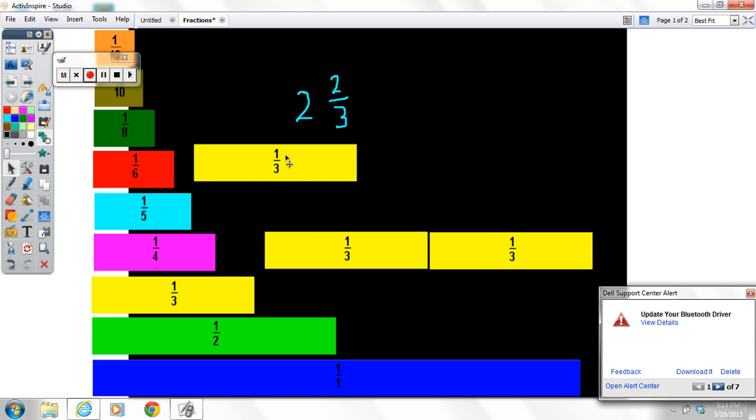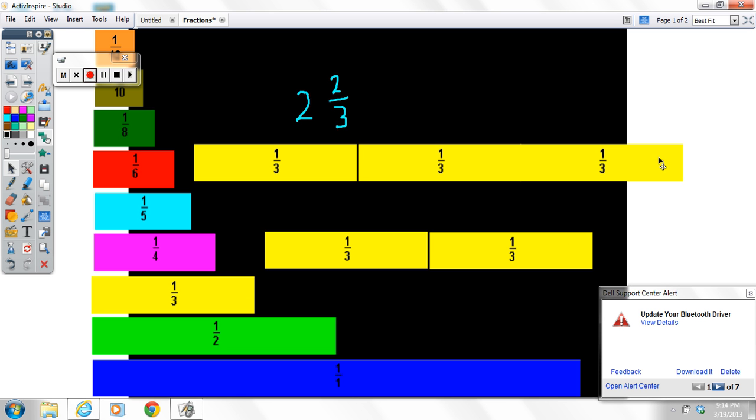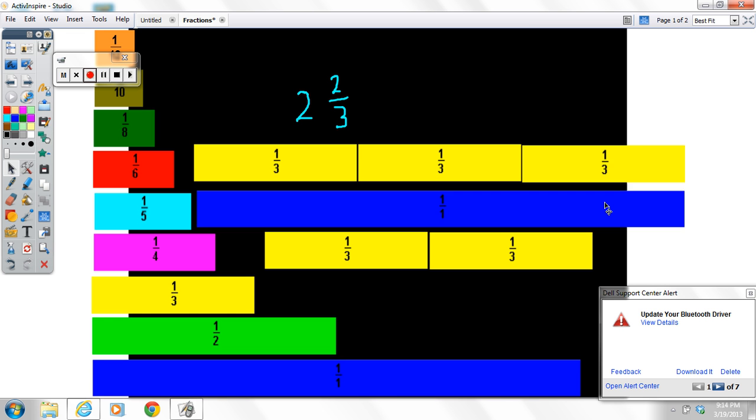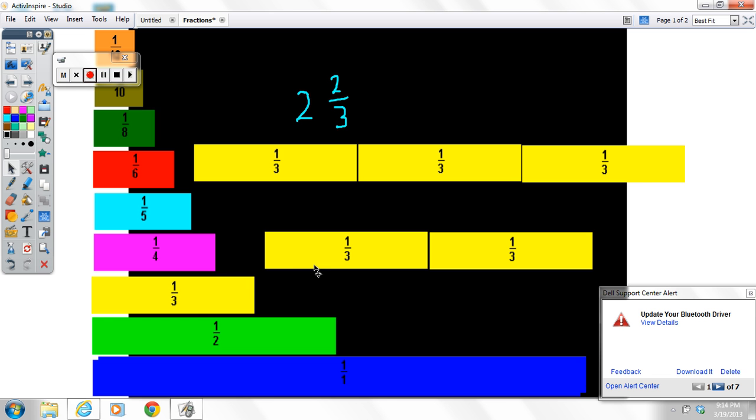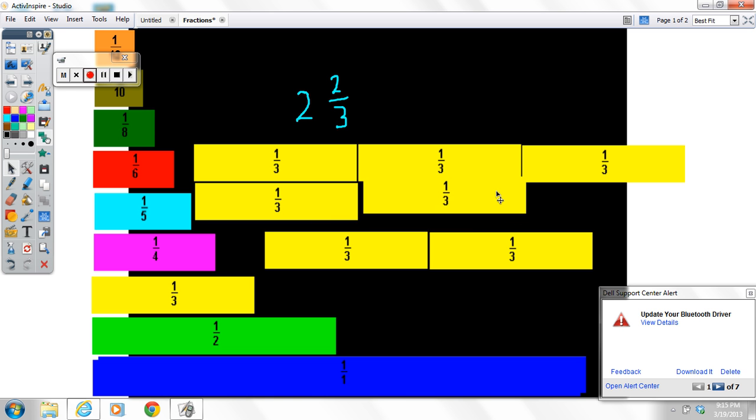Well, and I ask myself, how many thirds are going to equal 2 full bars? Well, I know that 3/3 is going to give me 1 full bar, right? I could prove that with my whole bar piece. It's the same exact amount. 3/3 is 1 whole bar. Well, what would I do? I would take another 3/3, which would give me 2 whole bars.